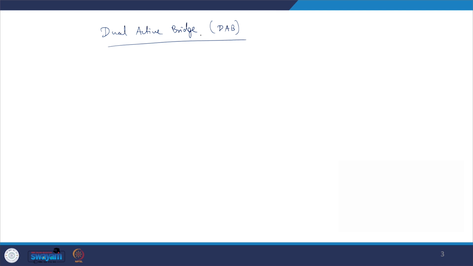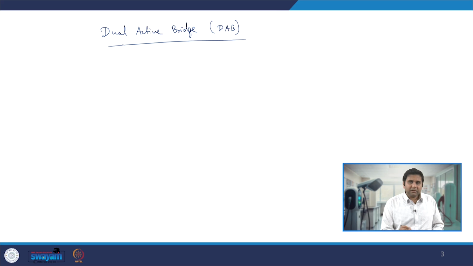Now if you look very carefully, dual active bridge, as the name suggests, has dual, that means two active bridges present in the converter. So let us try to draw the converter.